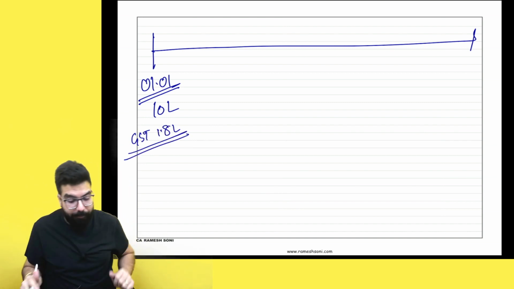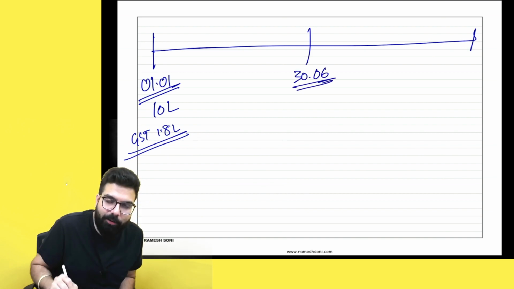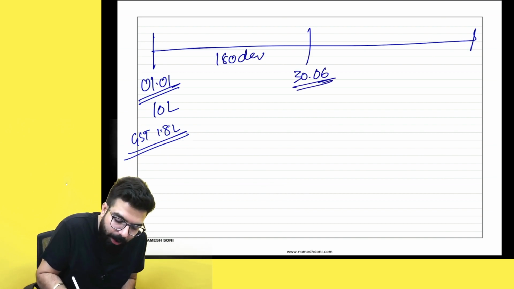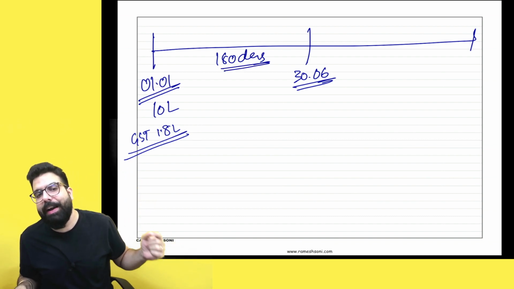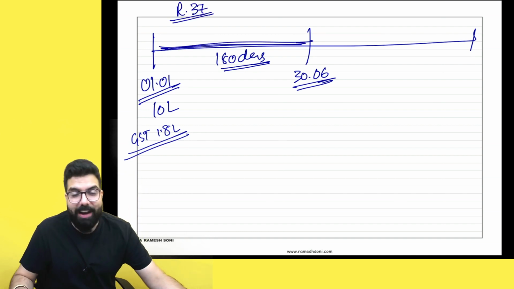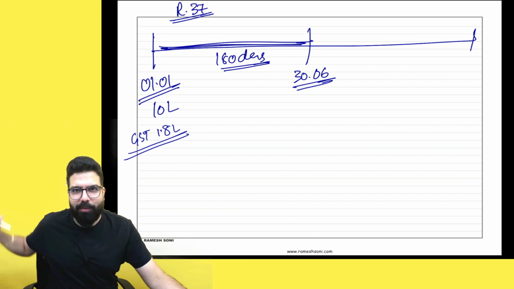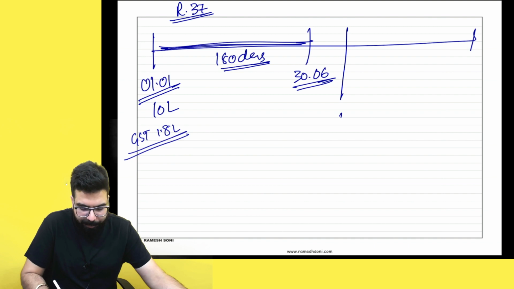Listen to me very carefully. Now, I have to make the payment within 180 days. Supposing on 30th June, 180 days get over. If I don't make the payment within 180 days, then it was told in rule number 37. Yes sir, we recall that within 180 days if you don't make the payment to the supplier for the invoice, then after 30th of June, when you are filing your GSTR 3B, you have to reverse this 1.8 lakh, along with interest.